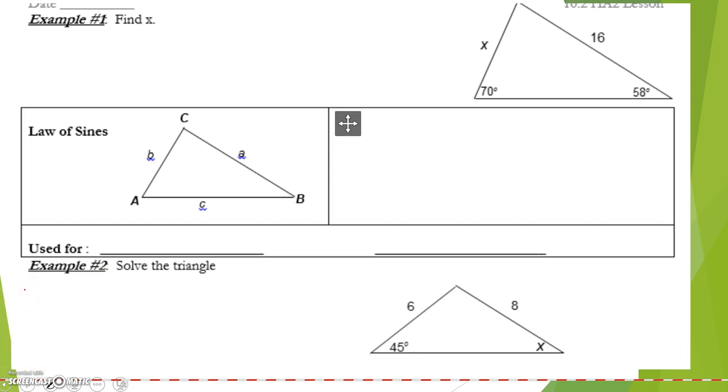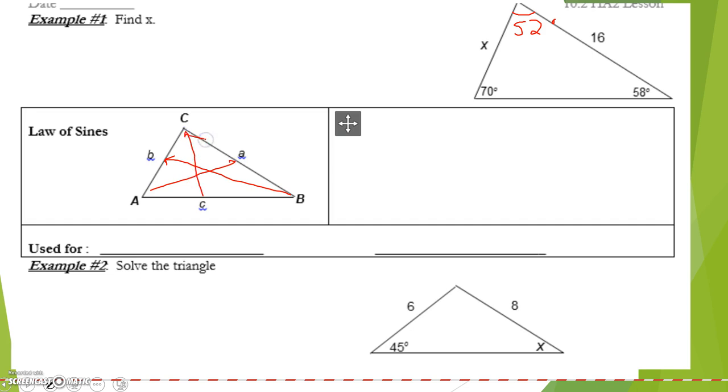So what you can do is, if it was asking for the third angle, we could just add it up to 180. That last angle would be 52 degrees. But I am asking for the side, and so there's this new law of sines. And so if we're looking at this triangle, notice that each angle is across from the same matching side.